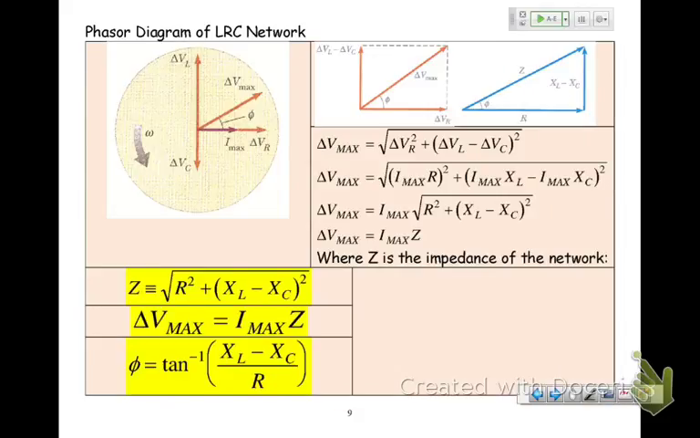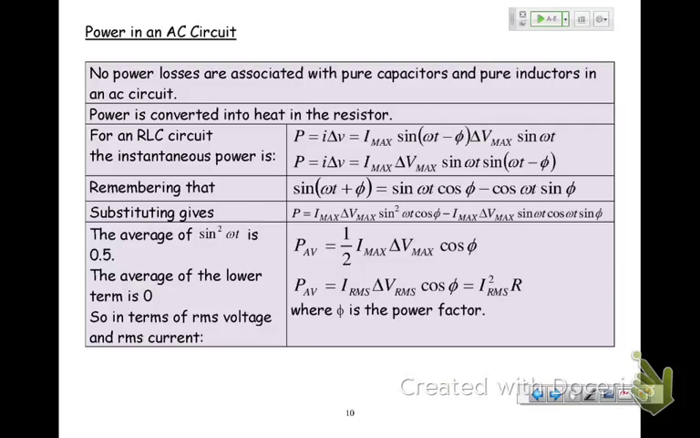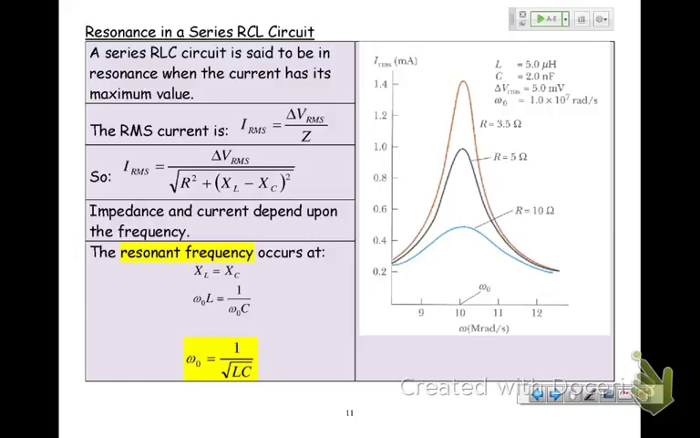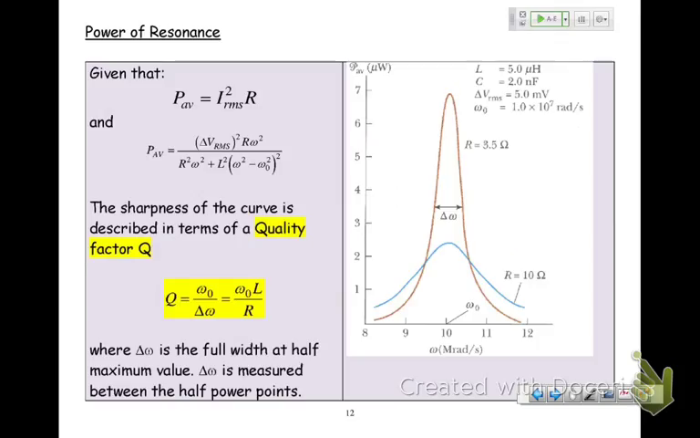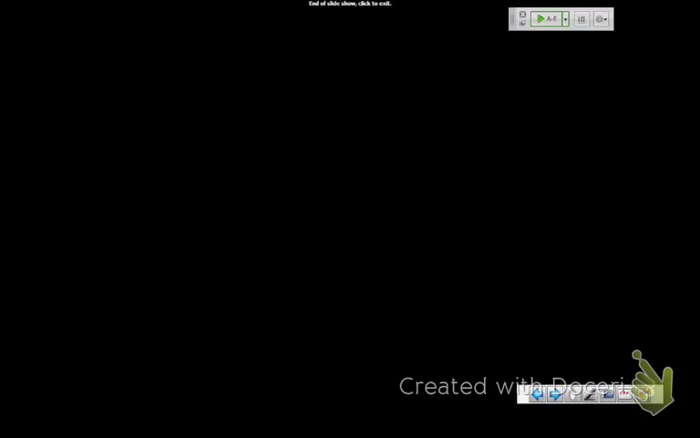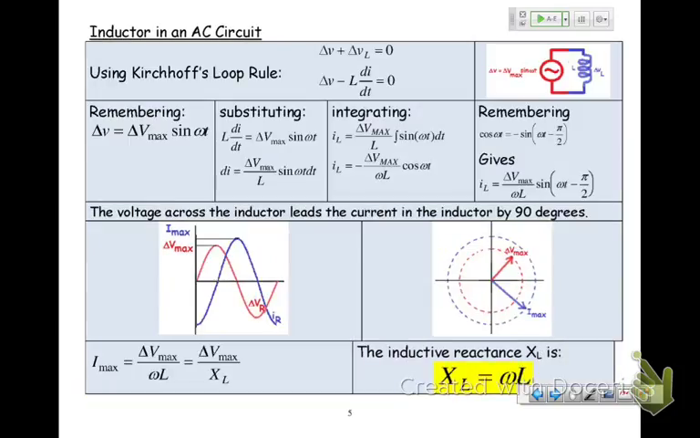And then we talk about power in AC and the power factor. And then I think we're just about done. Oh, transformer at the end. Okay, so we end up with the transformer. So that's where we're going today.